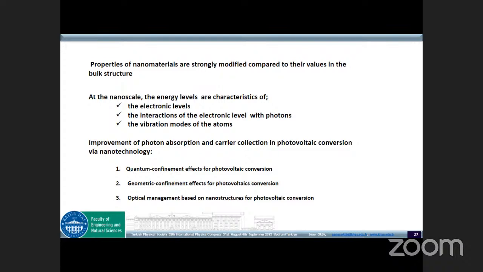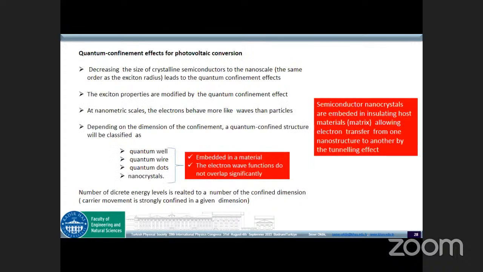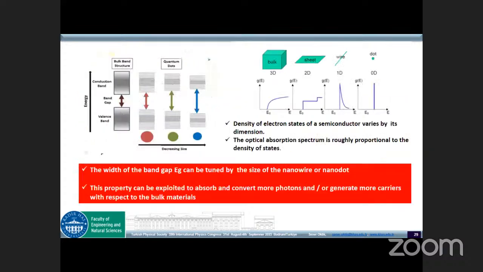This could be a geometric confinement effect in photovoltaic conversion, and optical management-based nanostructures in photovoltaics. Depending on the dimension you are dealing with in nanotechnology, you can talk about quantum wells, quantum wires, quantum dots, nanocrystals. Most of the time, those nanocrystals are embedded in the material, and the electron wave functions do not overlap with each other. Semiconductor nanocrystals are embedded in an insulating host material, which we call the matrix, allowing electron transfer from one nanostructure to another. So the actual conduction changes in these materials compared to conventional understanding.